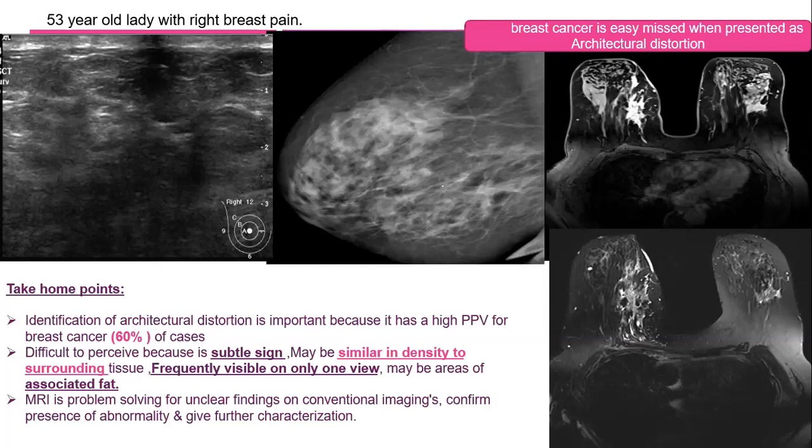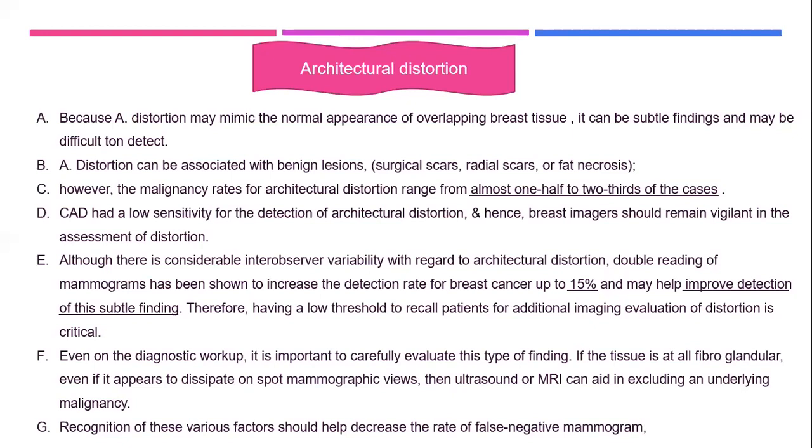MRI is problem solving for unclear findings on conventional imaging. We have to remember to use it to help confirm the presence of an abnormality and further characterize it. So this is the site of the DCIS on mammography. Okay.